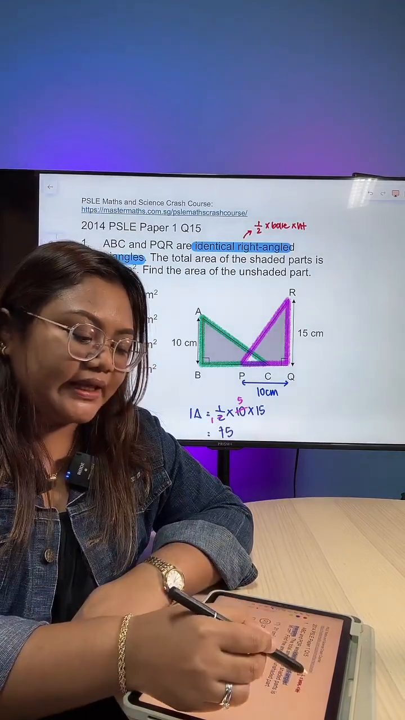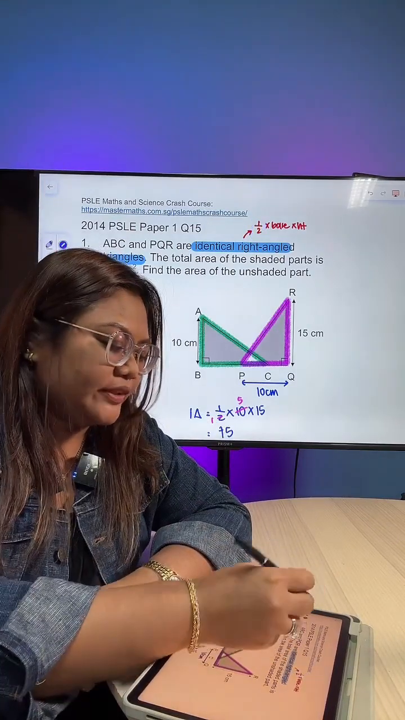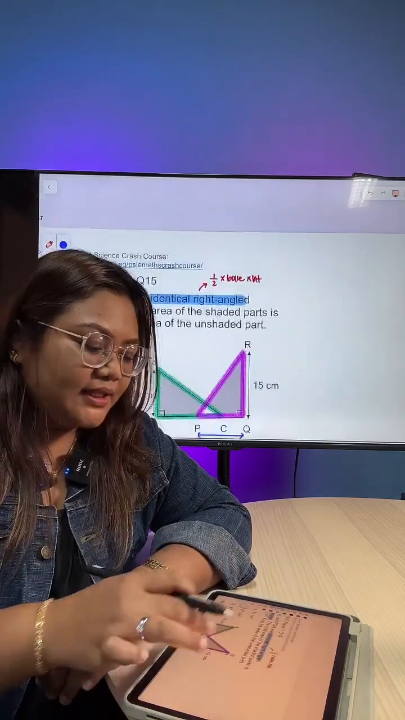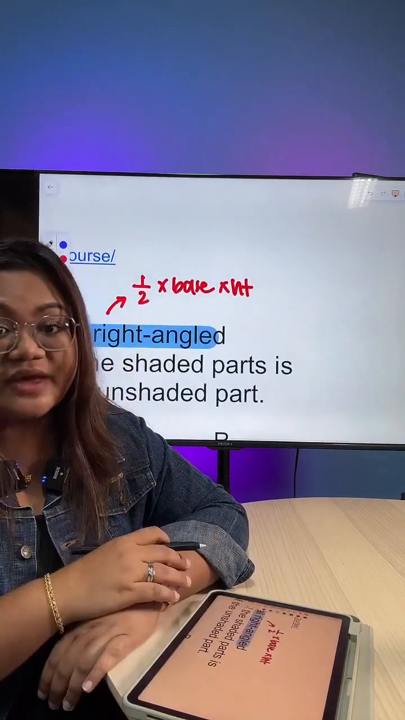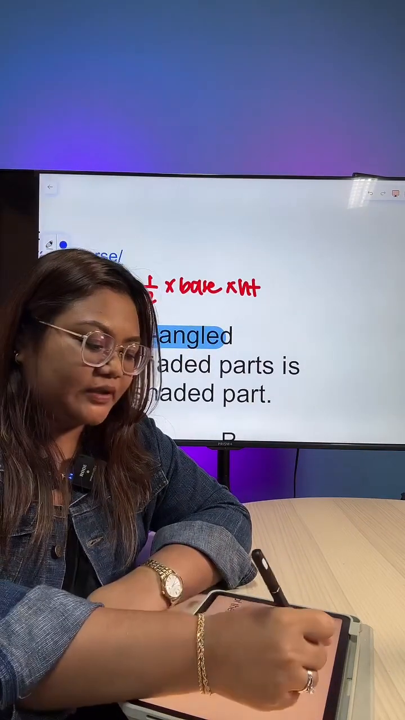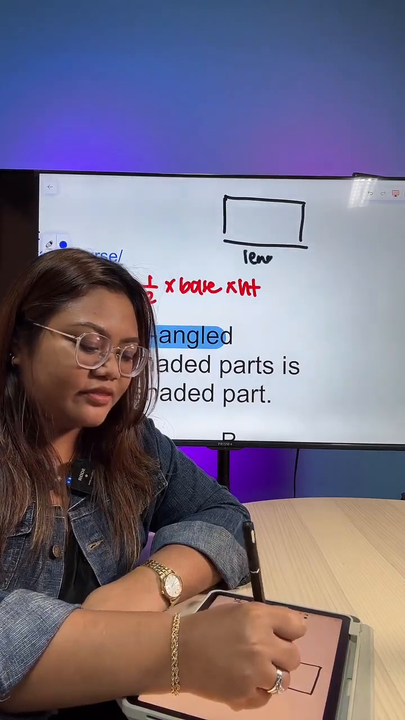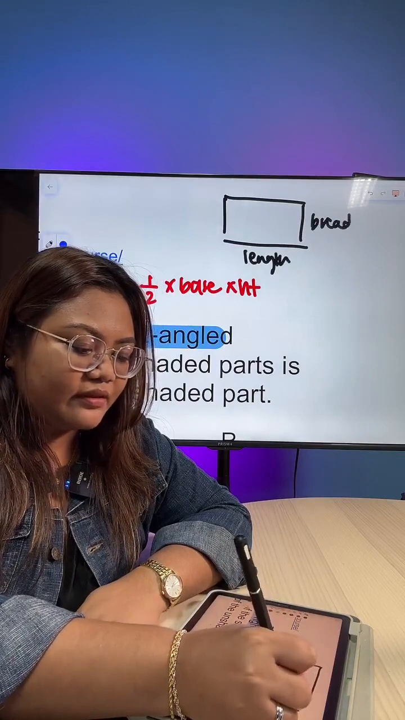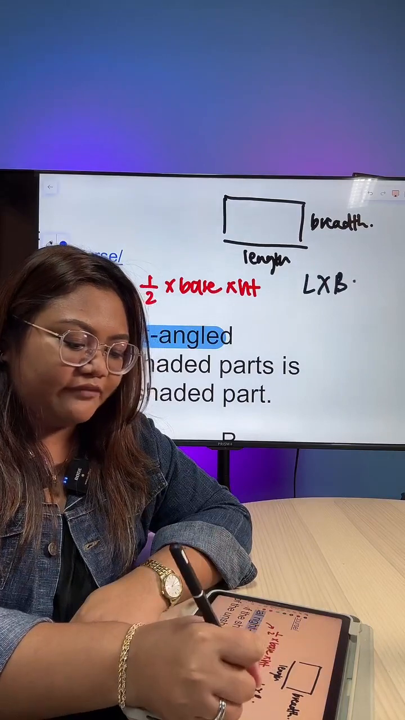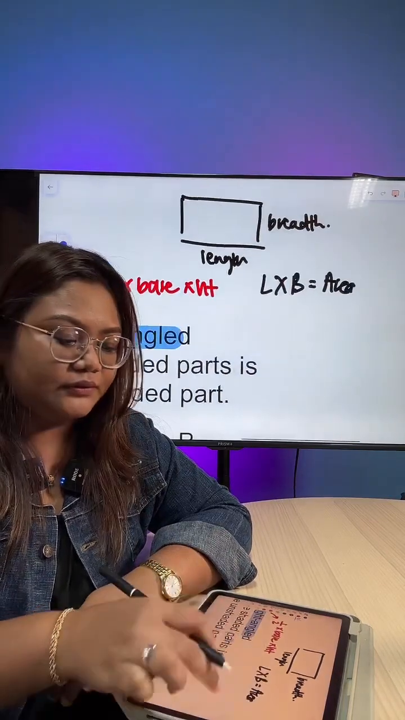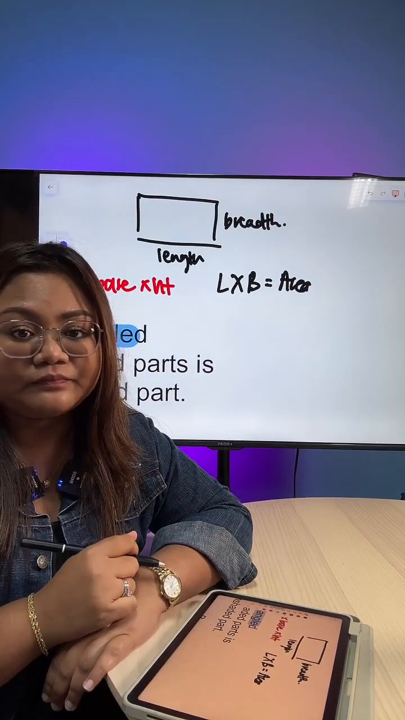As I was saying, how we get half, this is from the formula of triangle. Let me explain to you if you're wondering how come it's half, okay? Just a quick background for triangles. Why is the half there? Why must we memorize the half? That's because in a rectangle, the formula is basically length times breadth to give us area. Agree? Length times breadth equals area. Okay? In a rectangle, length times breadth is area.